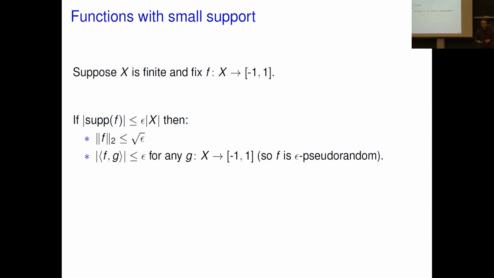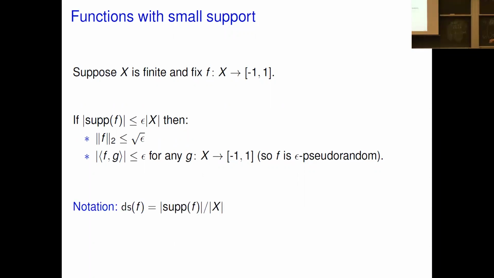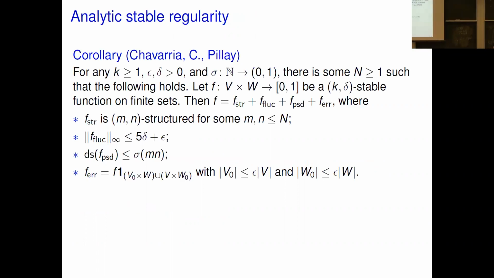So functions of small support can be thought of as you wish by either being small error things of little norm or by very, very pseudo-random things just because the support's small. And that's what's going on in the setting of stability. For the last slide, I'm just going to use this notation. The ds, density of the support of F, is just the size of the support divided by the size of its domain. And so now I can state this functional decomposition corollary of our work.